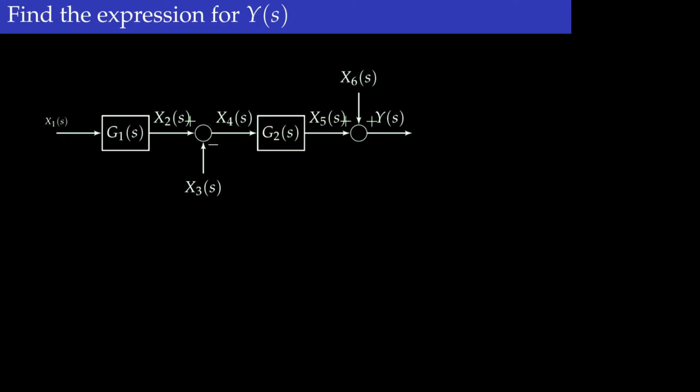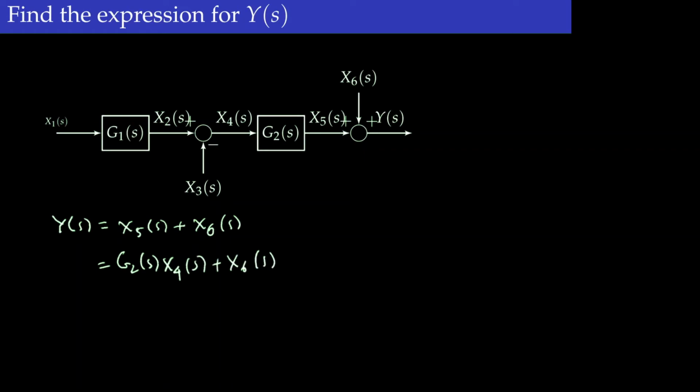Now for this part, we see that ys, we can start from the final expression ys equals x6 plus x5. So ys equals x5s plus x6s. Now we see that x6s is the signal coming here, so it doesn't have any relation with other signals, but x5s is simply g2 times x4s. So we can simply write here g2s x4s plus x6s. Now what is x4s?